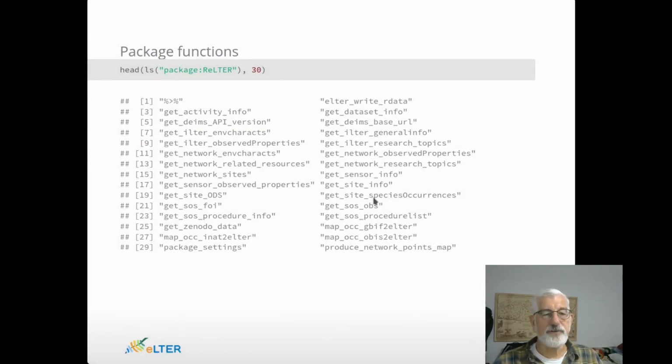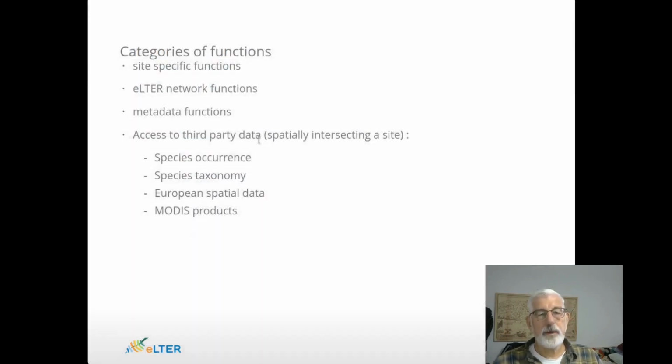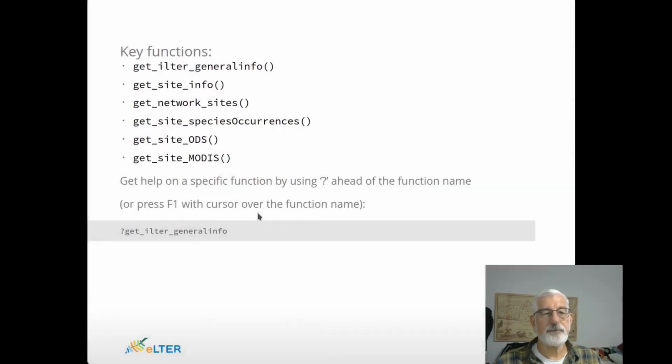This is a partial list of the functions available. We get this list from the ls function in R. Now, these functions can be broken up into several categories. Some of the functions retrieve site-specific information, metadata. Some of them retrieve metadata for a network of sites. And some allow access to third-party spatial data, such as species occurrence, taxonomy, some European spatial data, and also some products from the MODIS satellites. These are the functions that we'll be covering in this video.